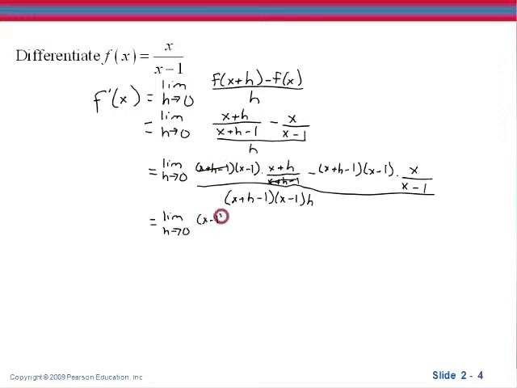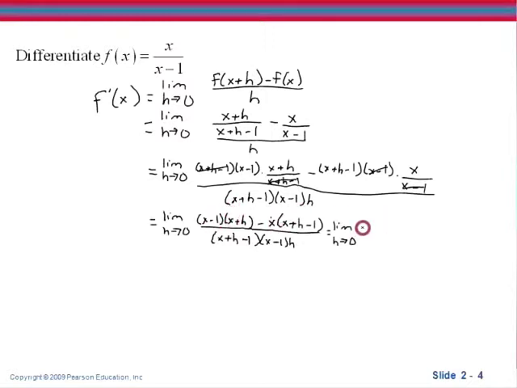Now this looks very complicated, but as we go through and multiply, we'll be able to simplify. Our x plus h minus 1s will cancel, and that will give us x minus 1 times x plus h, minus, our x minus 1s will cancel, and that will give us x, I'll put the x in front, x times x plus h minus 1. And in the denominator, we'll just leave that factored, x plus h minus 1 times x minus 1 times h. Now that is the limit as h approaches 0.